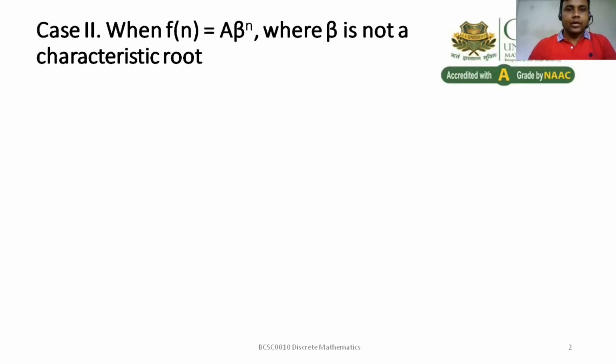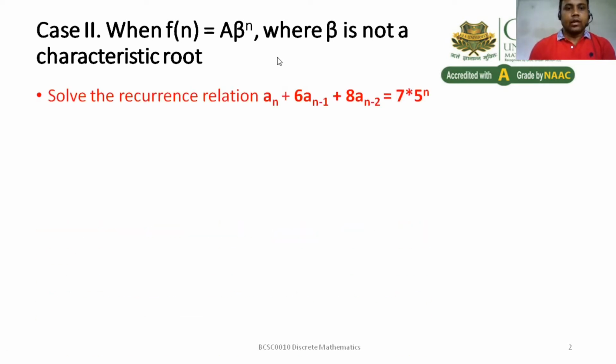Here we are talking about whenever the fn part is of the form a beta to power n, where beta is not a characteristic root. If beta is not a characteristic root, we can do this by one example. Suppose we have to solve the recurrence relation an plus 6 an minus 1 plus 8 an minus 2 is equal to 7 into 5 to power n. Again, this is a linear non-homogeneous recurrence relation of order 2, where the non-homogeneous part is 7 into 5 to power n, which is an exponential function.